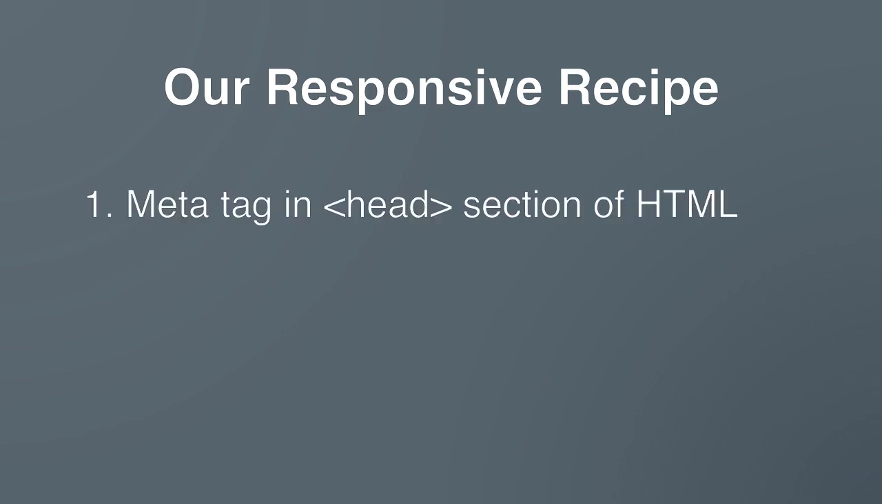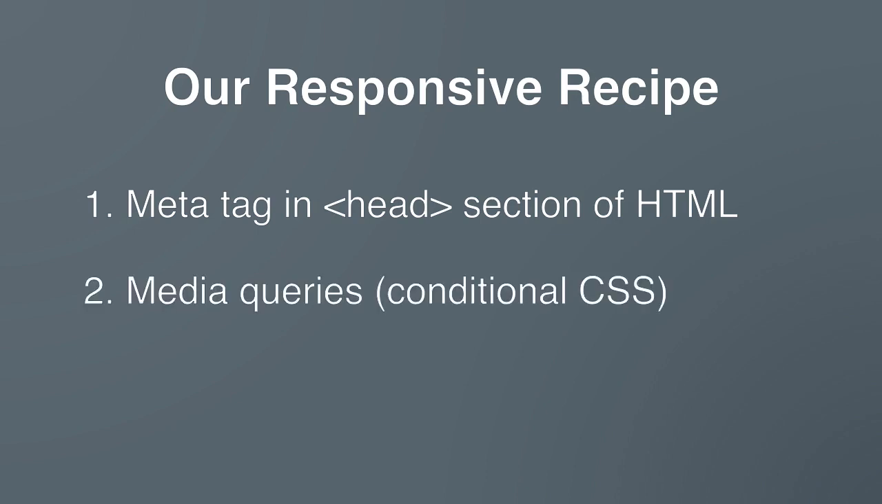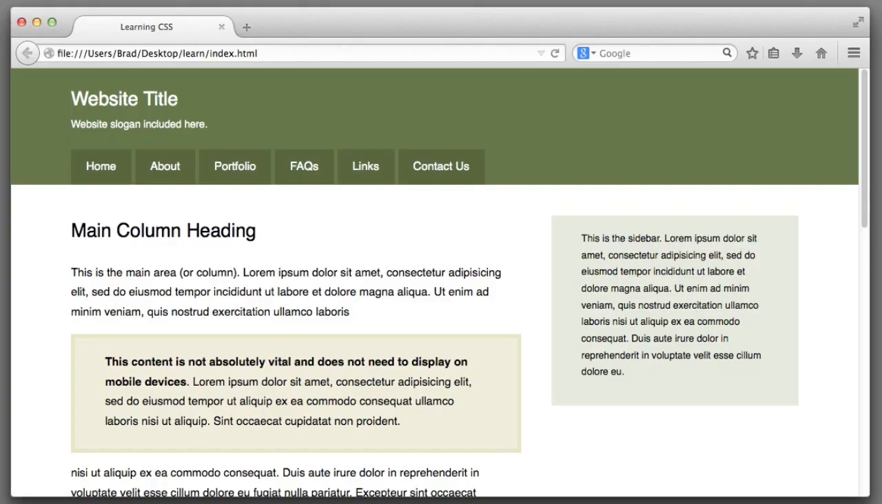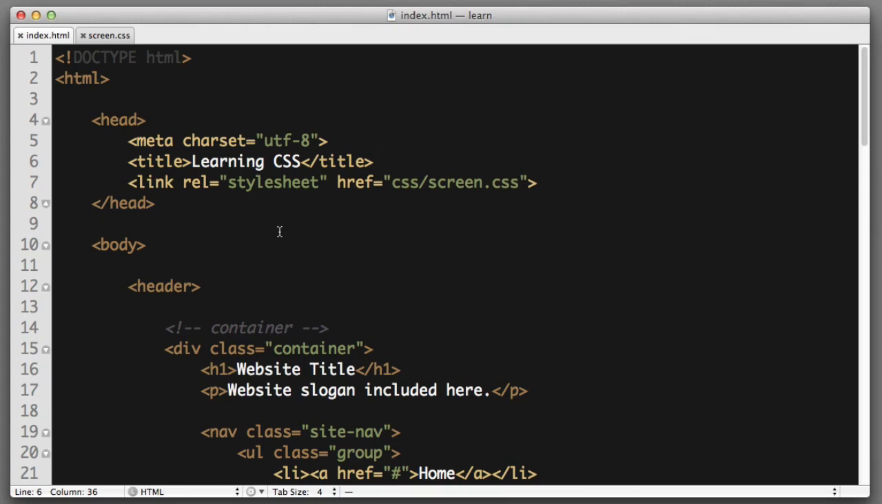The first ingredient is a meta tag that we will add to the head section of our HTML code. And the second ingredient is known as media queries, which is a fancy way of saying that we can tell our CSS to only run in certain scenarios or for certain screen sizes. So let's begin with the first ingredient in our recipe, the meta tag. Let's hop over to our text editor and edit the HTML.